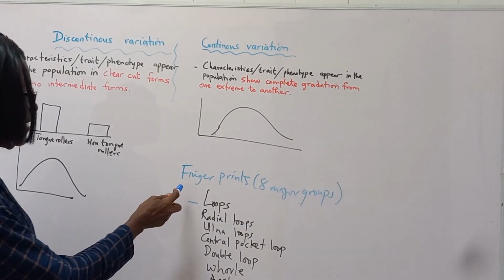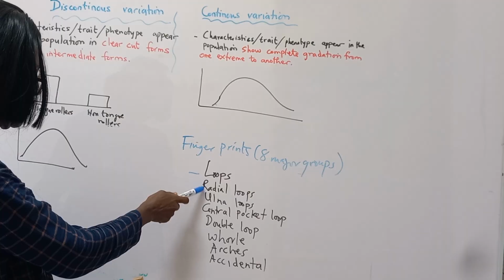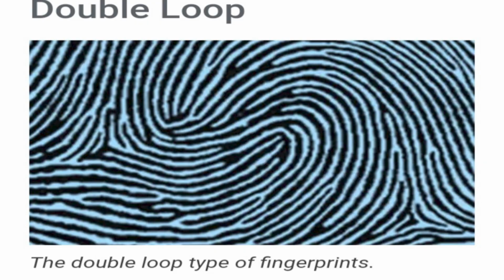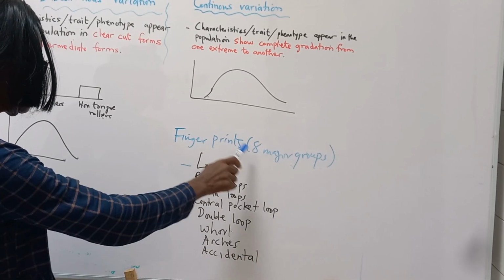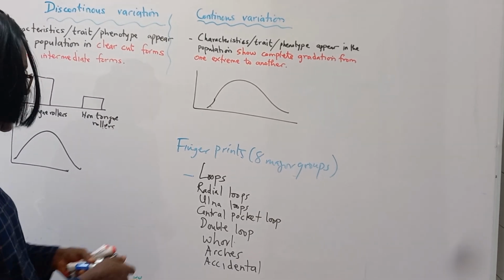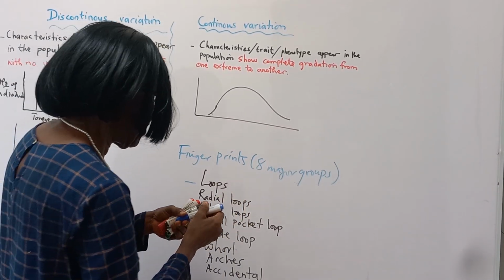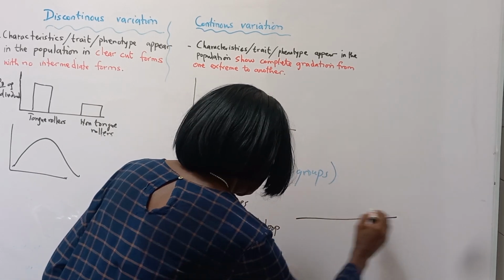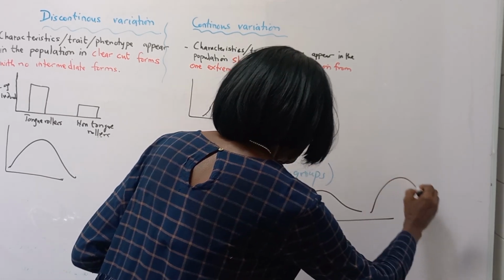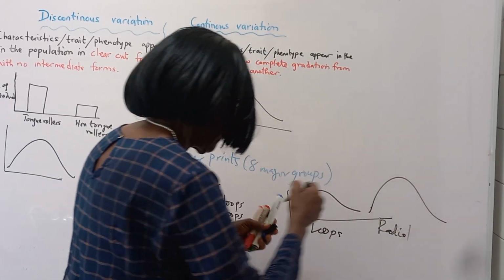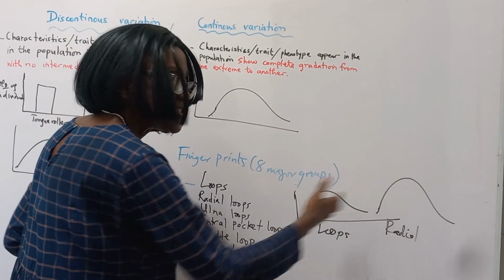Another example is fingerprints. There are 8 major groups: loops, radial loops, ulnar loops, central pocket loop, double loop, whorl, arches, or accidental. 8 major groups. But within each group is continuous. No two fingerprints are the same. So if I have loops, for instance, I can have loops here, I can have radial loops, and each of them is discontinuous, but within each group is continuous.